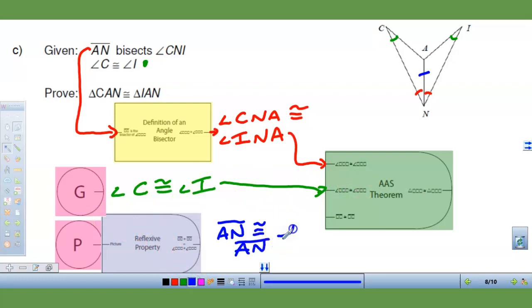And then lastly, we have the sides. So we have angle, angle, side, which proves that triangle CAN is congruent to triangle EN.